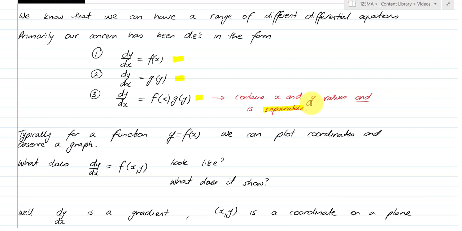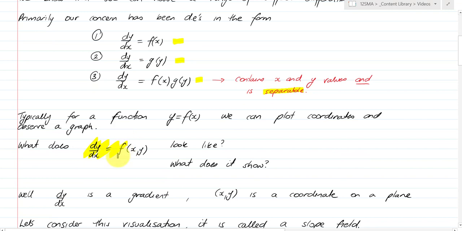So this is all well and good, but what about this case here? What about if it's a function of x and y where it's not separable? What does that look like? How do we solve that? Actually, it's quite difficult to solve. There are some techniques, but you don't need to know them for this course and this syllabus. But you do need to be able to represent these as a slope field and investigate that slope field.